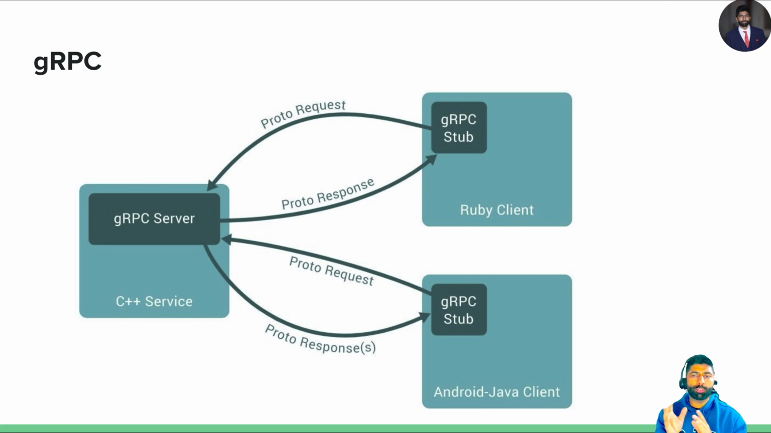gRPC is common for microservices architecture, and companies like Netflix are using this heavily. gRPC supports bidirectional communication, authentication, and encryption. gRPC is also fast because it uses HTTP2 to reduce the latency and the bandwidth.